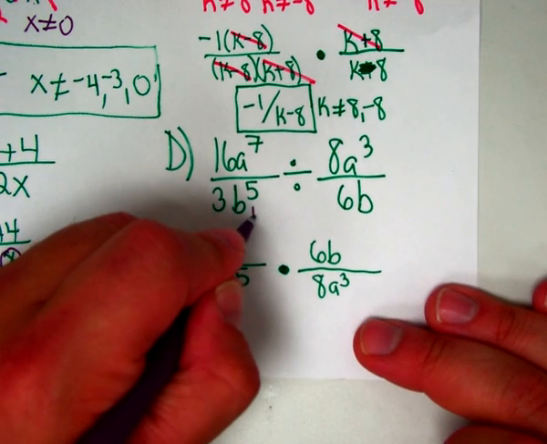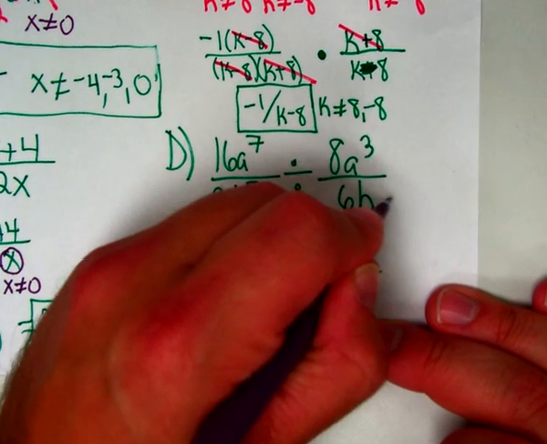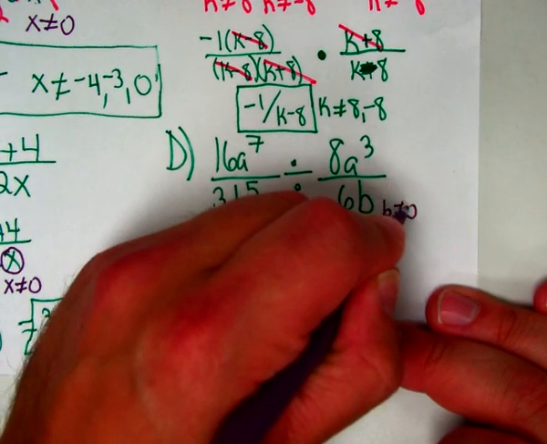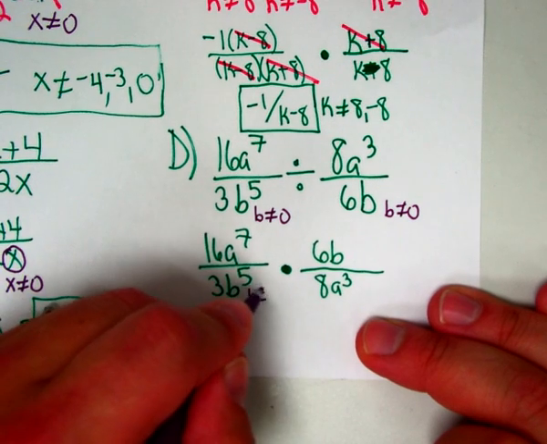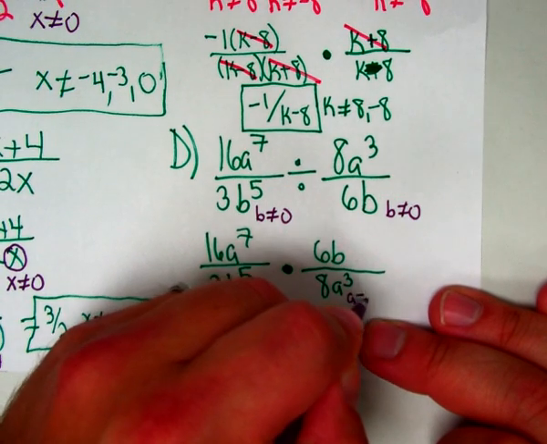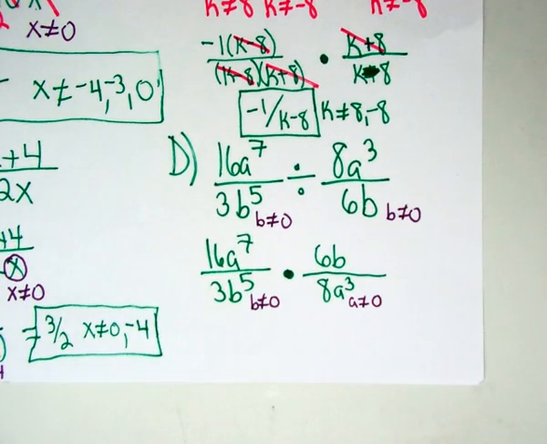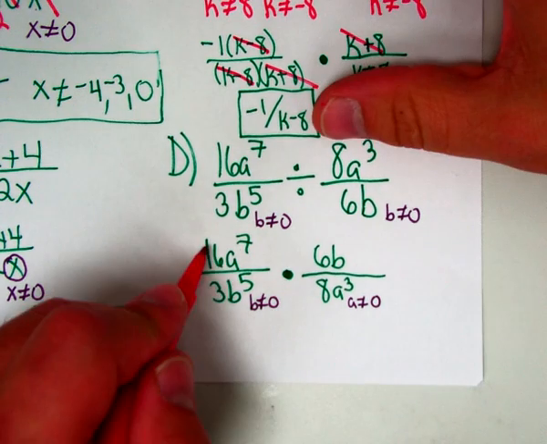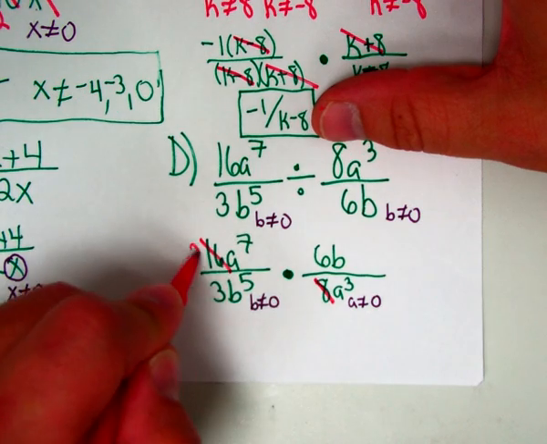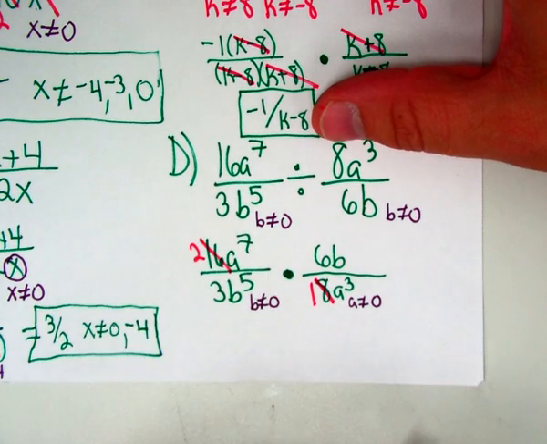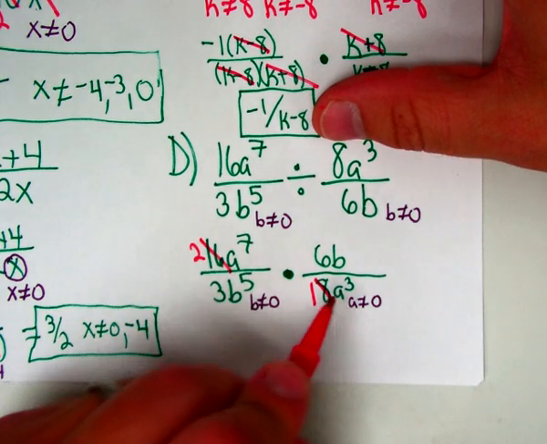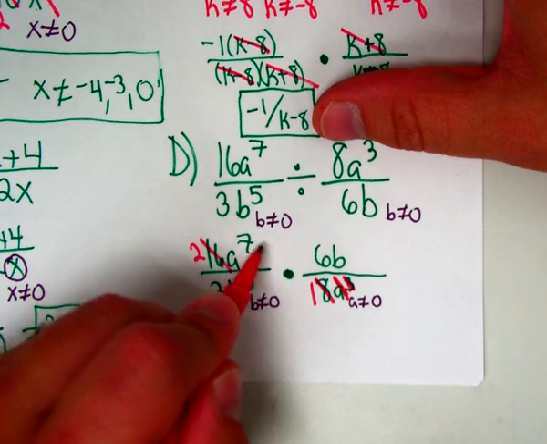B cannot equal 0. B cannot equal 0. B cannot equal 0. And A cannot equal 0. That's all the denominator restrictions. And now let's just simplify top to bottom. 16 and 8 will reduce and become 2 and 1. A to the 7th and A to the 3rd, we can get rid of 3 A's, and it's going to leave me with just 4 A's on top.